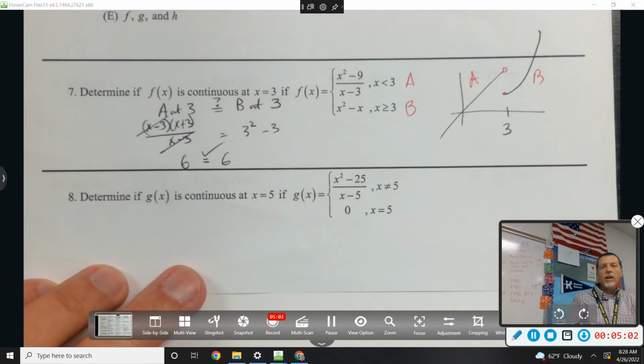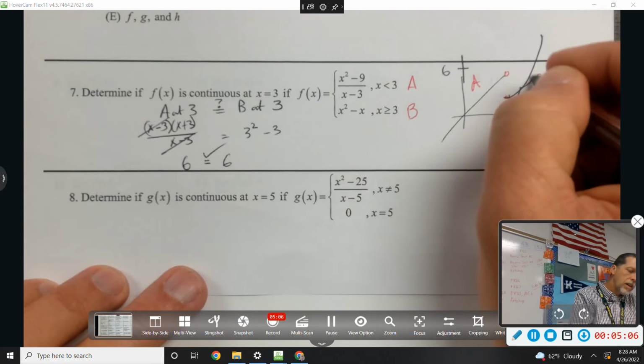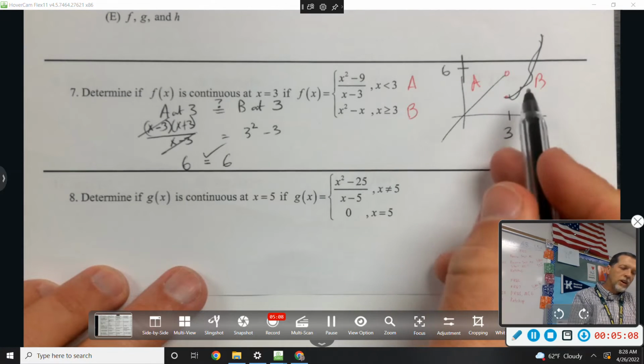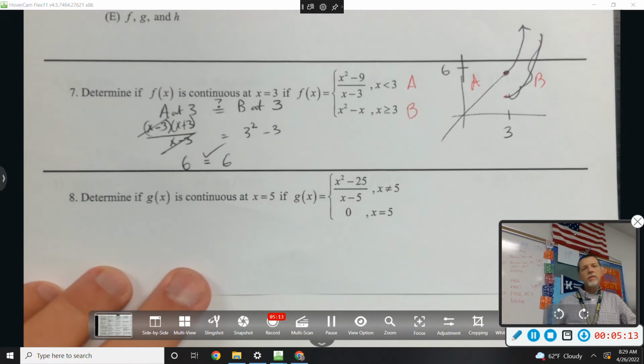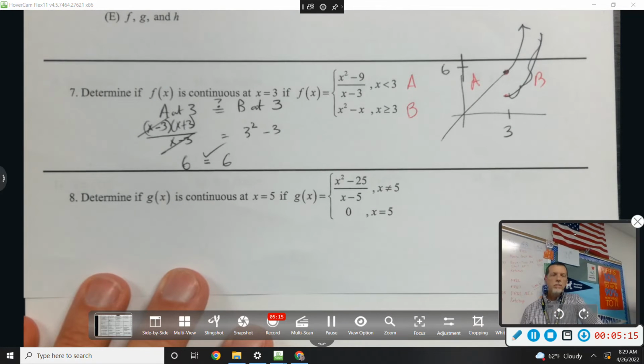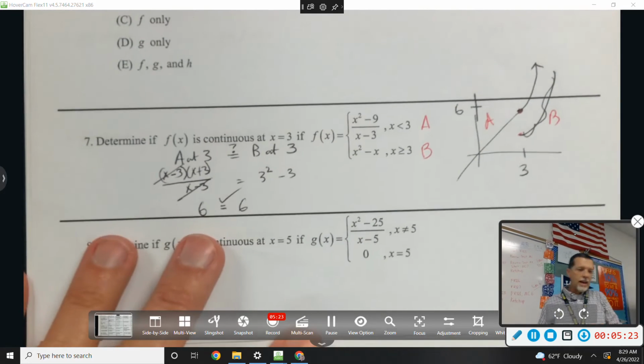So they are equal to each other. So my picture's not right. A has a hole there, but B sort of fills in the hole and takes off from there. So maybe something like that. So wait a minute, I need to answer the question. Determine if it's continuous. So what's the answer to your question? Yes.